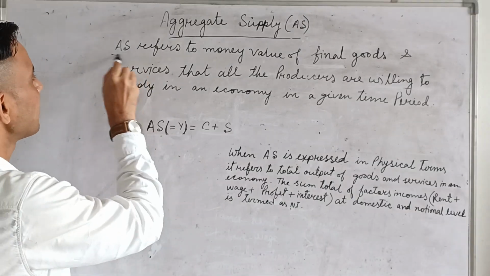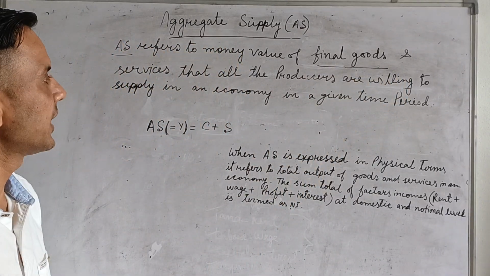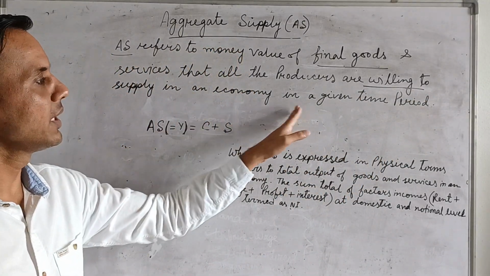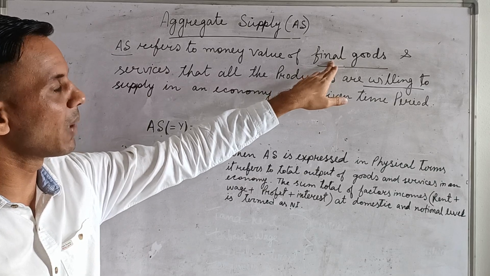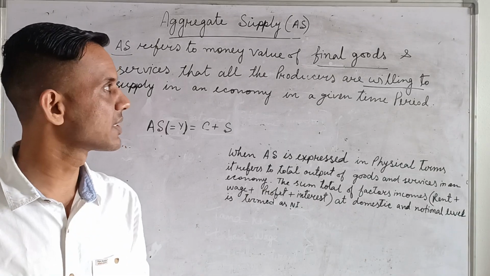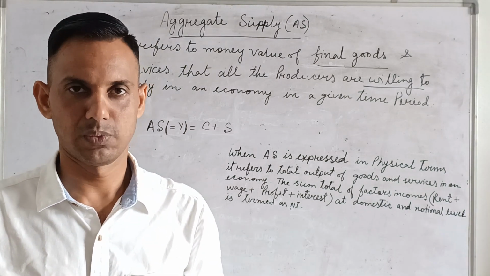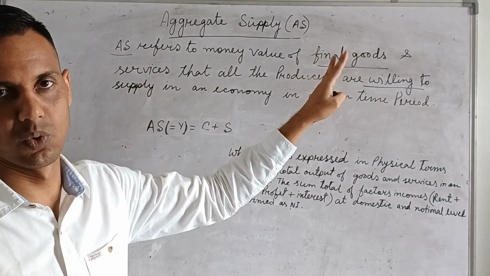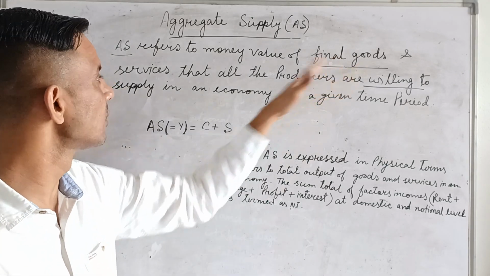AS, aggregate supply, refers to the money value of final goods and services that all the producers are willing to supply in an economy in a given time period. In this definition, first you see these things. Number one is the final. What is the meaning of final goods and services? We already discussed that when the goods are ready to consume and come out from the production process, and resale is not possible, then these are the final goods. So here we are not talking about intermediate goods. Clear? We are talking about final goods and services.